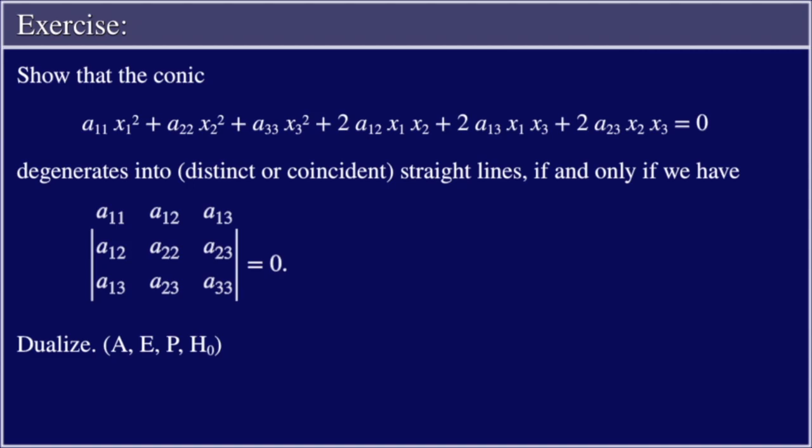Exercise. Show that the conic a11x1² + a22x2² + a33x3² + 2a12x1x2 + 2a13x1x3 + 2a23x2x3 = 0 degenerates into distinct or coincident straight lines if and only if we have the 3 by 3 determinant a11 a12 a13, a12 a22 a23, a13 a23 a33 equal to 0. Dualize. Assumptions A, E, P, and H0.